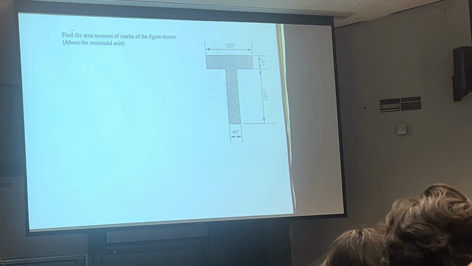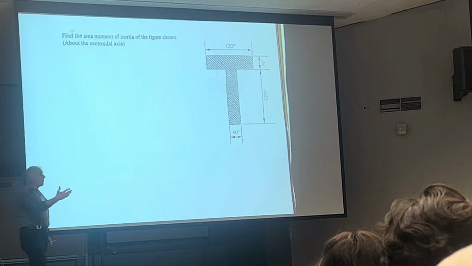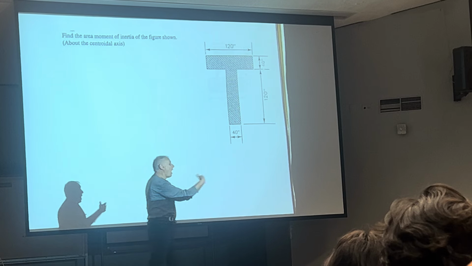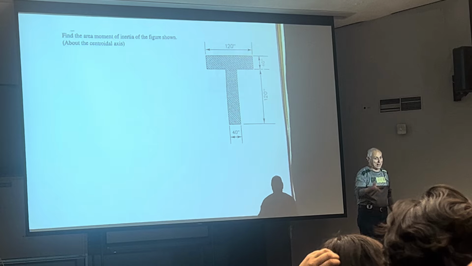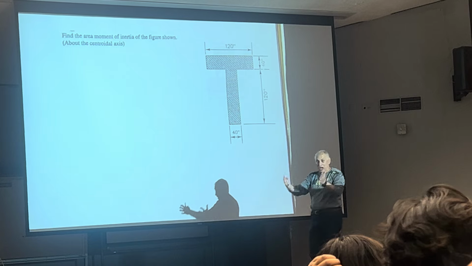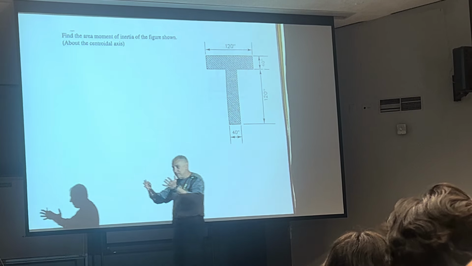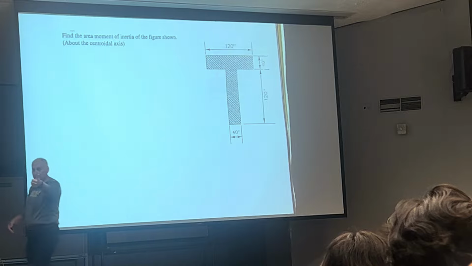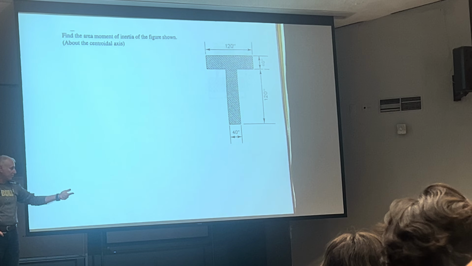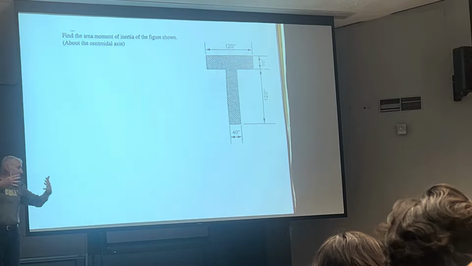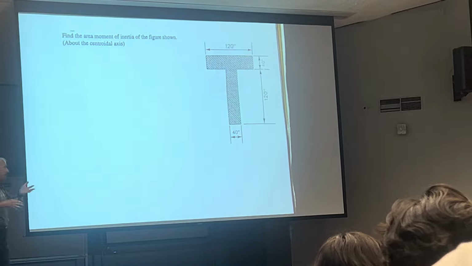Next, we're going to do this one. Now, every problem I've done for centroid, I'm going to repeat for area moment of inertia. Why? Because that's what you're going to do in the next class. You're going to have a shape, a section, and you're going to find the centroid of that section, and you're going to find the area moment of inertia of that section. So we're kind of repeating so that you can see how everything fits together.